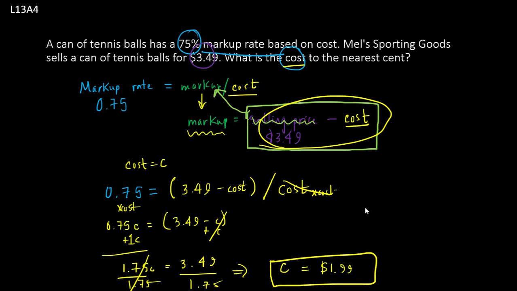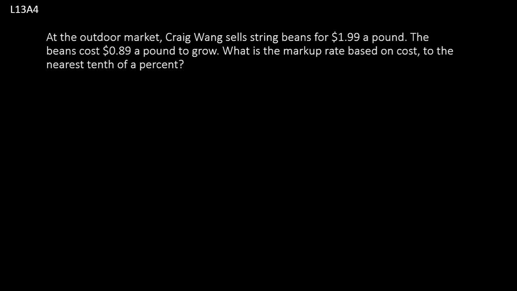Let's do one more example. So this one's a little simpler. At the outdoor market, Craig Wang sells string beans for $1.99 a pound. The beans cost 89 cents a pound to grow. What's the markup rate based on cost?